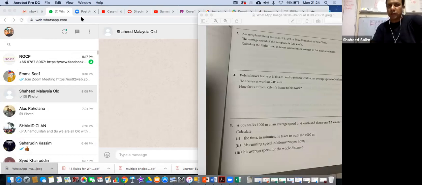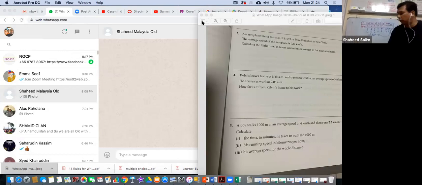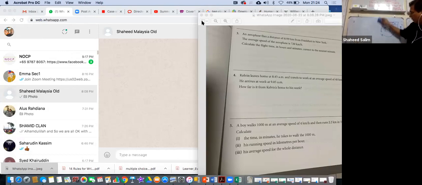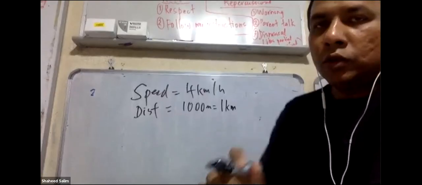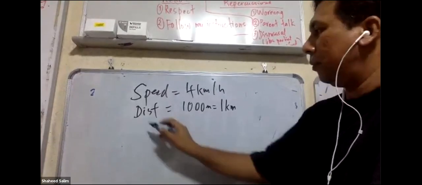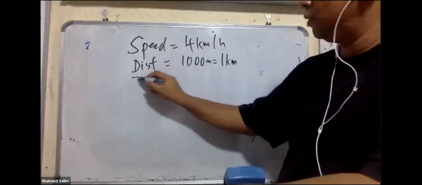Now you have 1,000 meters, and then the speed is 4 km per hour. Let me just indicate here first. Speed is 4 km per hour, right? And then the distance is 1,000 meters, which you say is equal to 1 km, correct? You want to find the time. Formula for time is given as what?